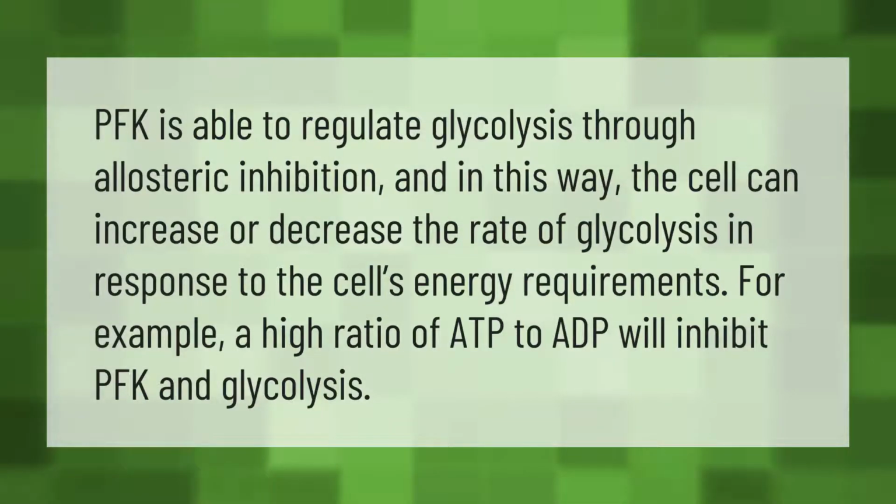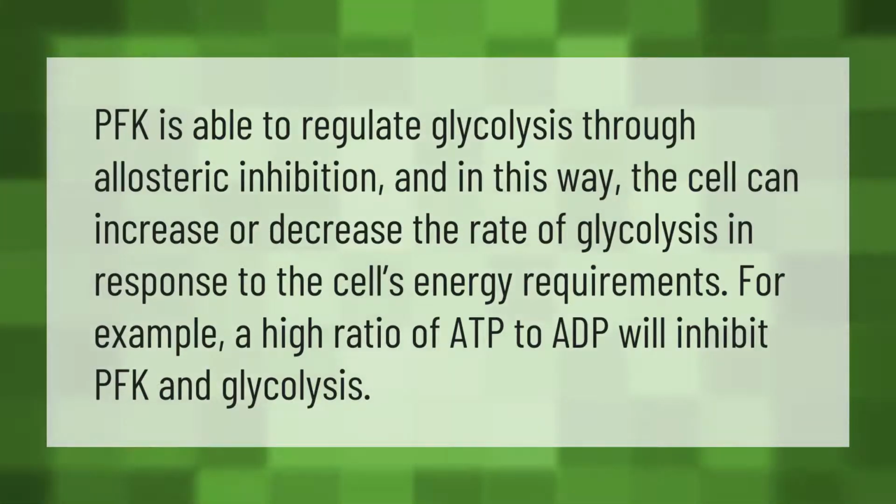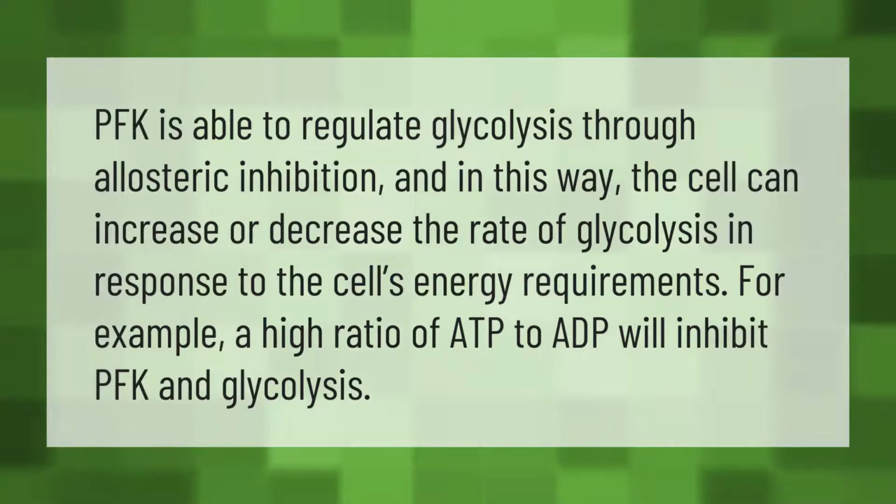PFK is able to regulate glycolysis through allosteric inhibition, and in this way, the cell can increase or decrease the rate of glycolysis in response to the cell's energy requirements. For example, a high ratio of ATP to ADP will inhibit PFK and glycolysis.